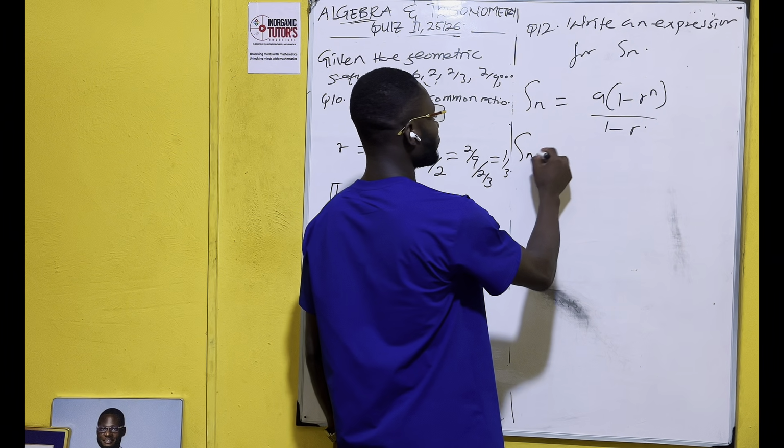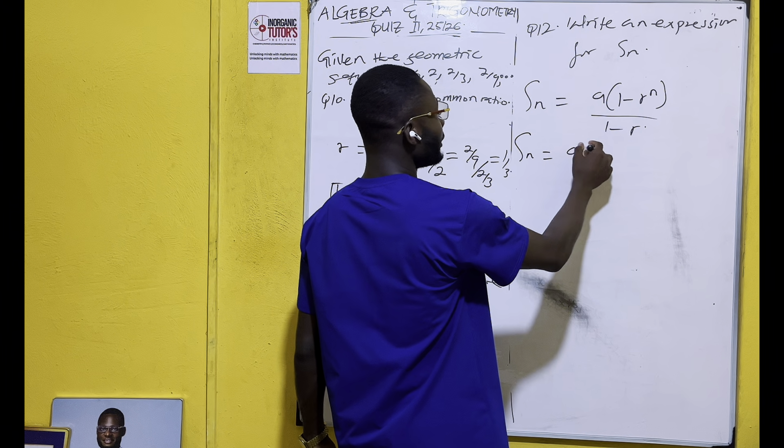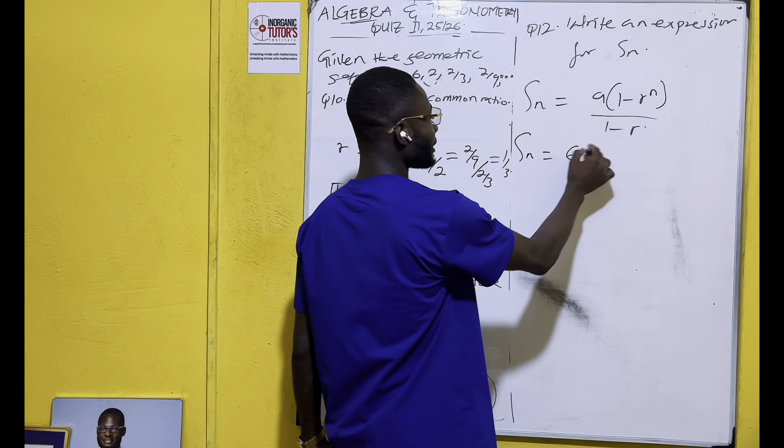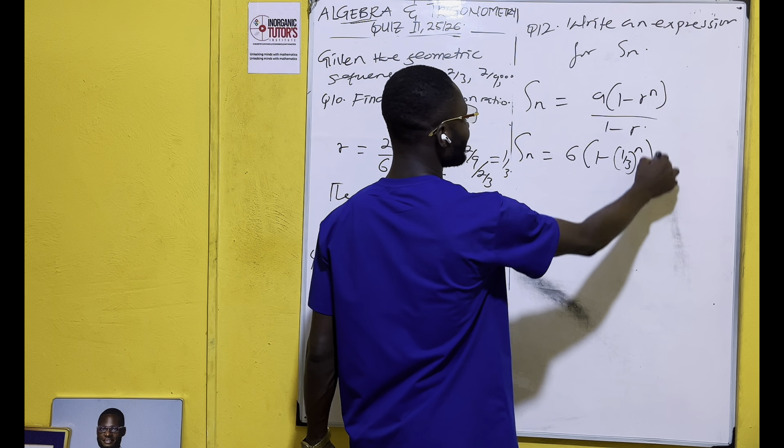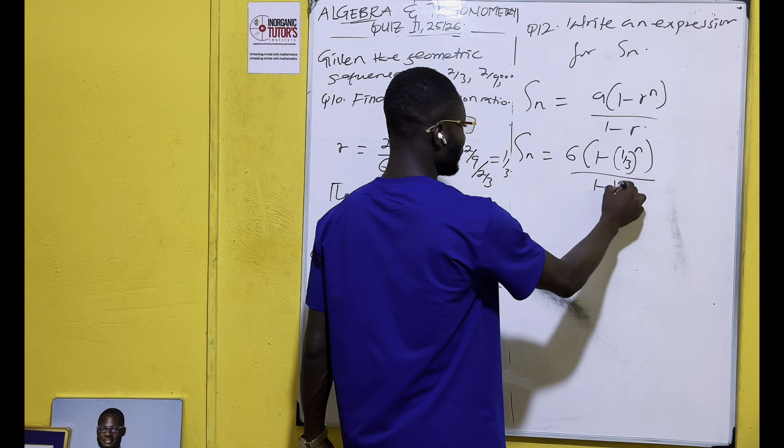So our Sn will be equal to A, which is 6. So 6 times 1 minus R, which is 1/3, to the power n, divided by 1 minus 1/3.